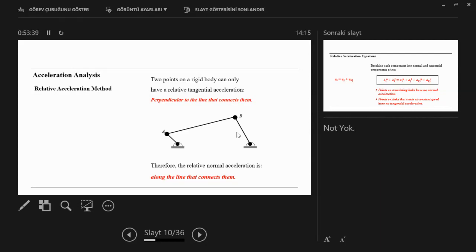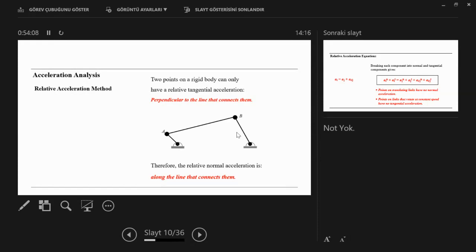Check to convert by graphical methods. So, the acceleration analysis, relative acceleration method. We will use the relative acceleration method, and that means we have here the crank-slider mechanism.